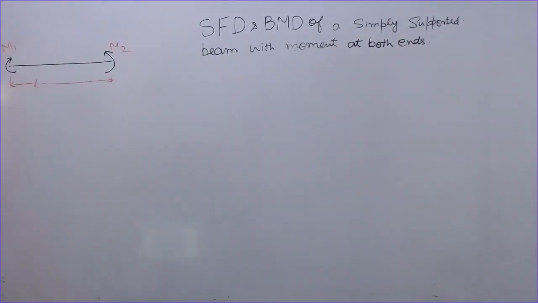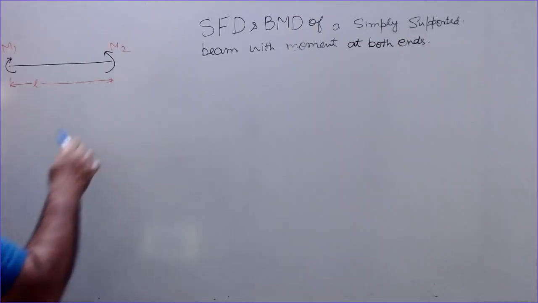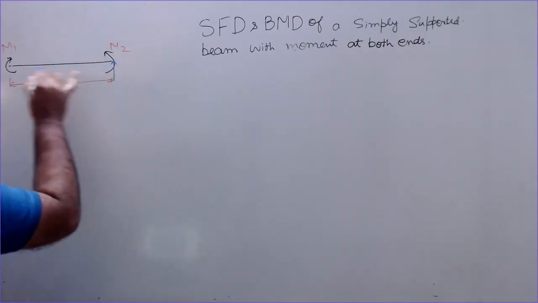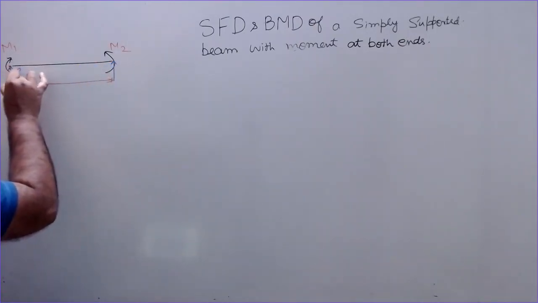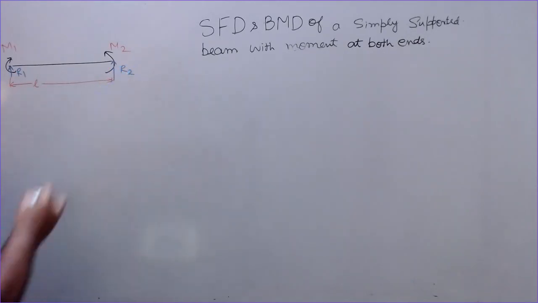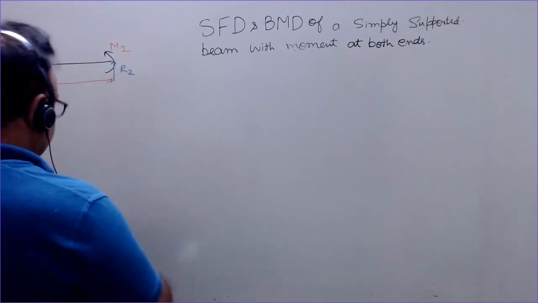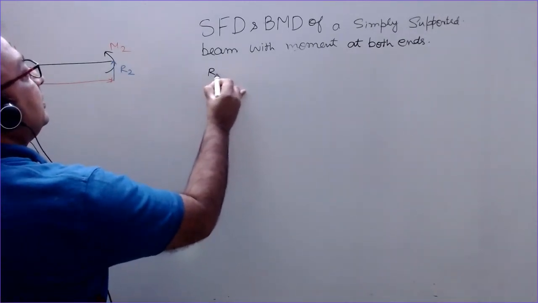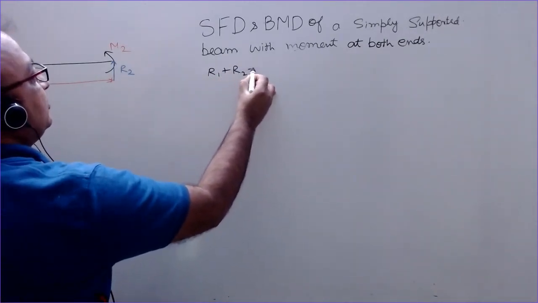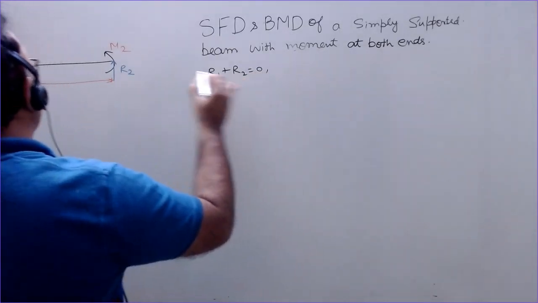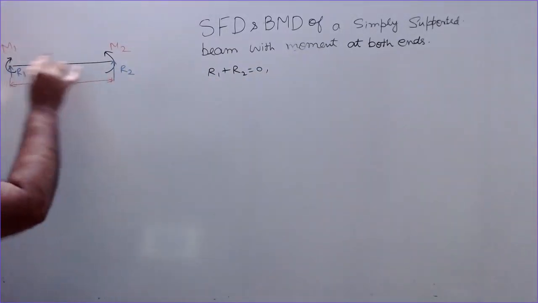So next we have a simply supported beam supported at the two ends, and it is carrying the moments M1 and M2 at the two ends. Suppose these are the reactions R1 and R2. This we have to find first. So again we can write that R1 plus R2 is equal to 0, as there is no downward load, and taking moments about this end, A and B.